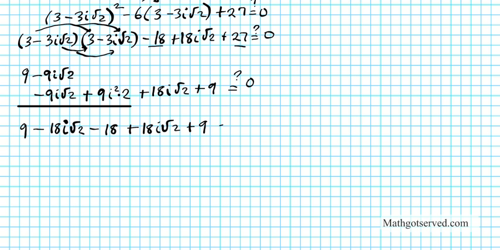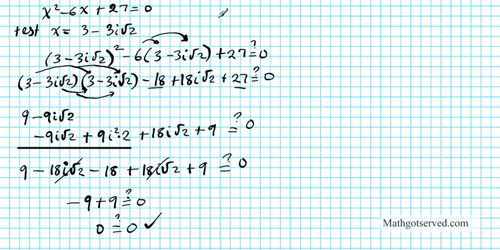Is this whole thing equal to 0? You notice these two are opposites, so I can cancel the 18i root 2. 9 minus 18 is negative 9. Is negative 9 plus 9 equal to 0? Absolutely, because 0 equals 0, so that checks out. Alright, so that's for the first test.